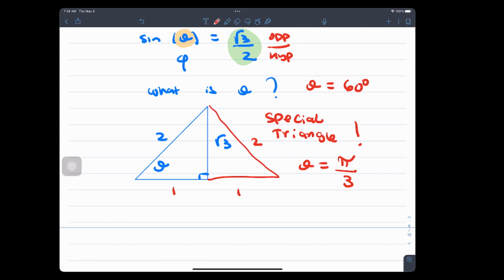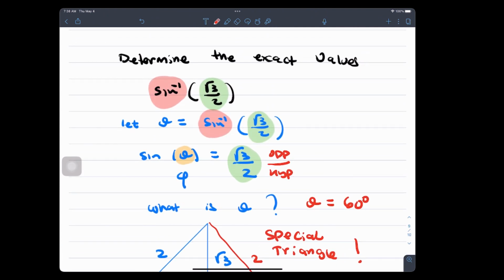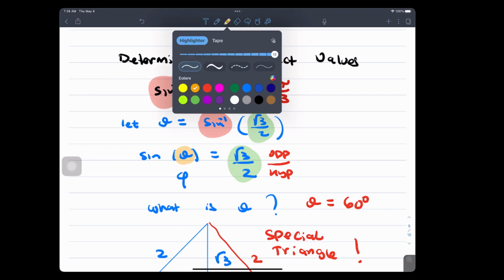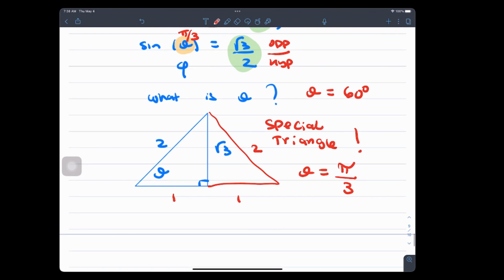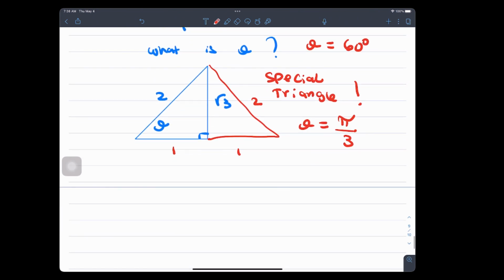So, ladies and gentlemen, guess what you just did? You evaluated this without a calculator. This is what they're looking for. That's all. Theta is what? Pi over 3. Just to let you guys know, I'll put pi over 3 wherever there's a theta. All you need to know is really 2 special triangles. Easy peasy lemon squeezy. 2 special triangles, that's it.